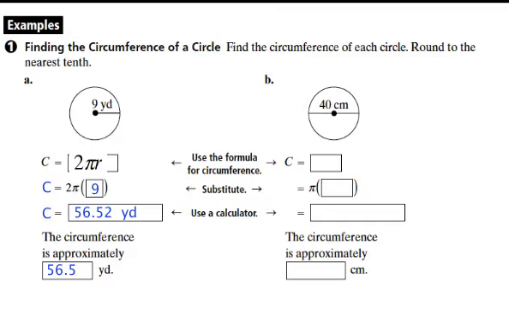For example B, they give us the diameter. So we're going to use the formula c equals pi d. Pi times the diameter. So then c equals pi times 40. When we multiply, then we get c equals 125.6. So the circumference is approximately 125.6 centimeters.